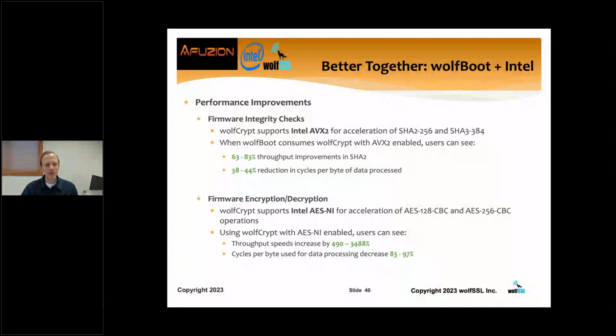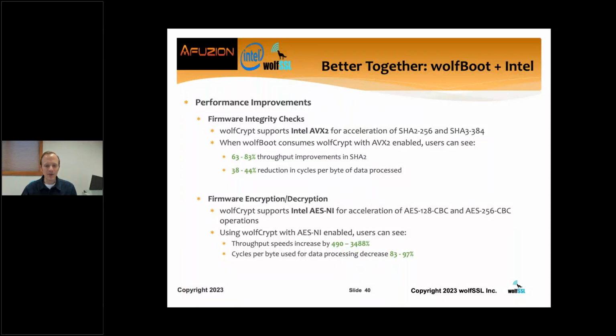For performance improvements, you can see these in firmware integrity checks and firmware encryption and decryption through the use of Intel AVX2 and AES-NI. AVX2 accelerates SHA-256 and SHA-384. And if you're using wolfCrypt, you can enable this support at build time. Based on our testing on this specific Intel platform, users can see a 63 to 83% improvement in throughput of SHA-2 and a 38 to 44% reduction in cycles per byte of data processed.